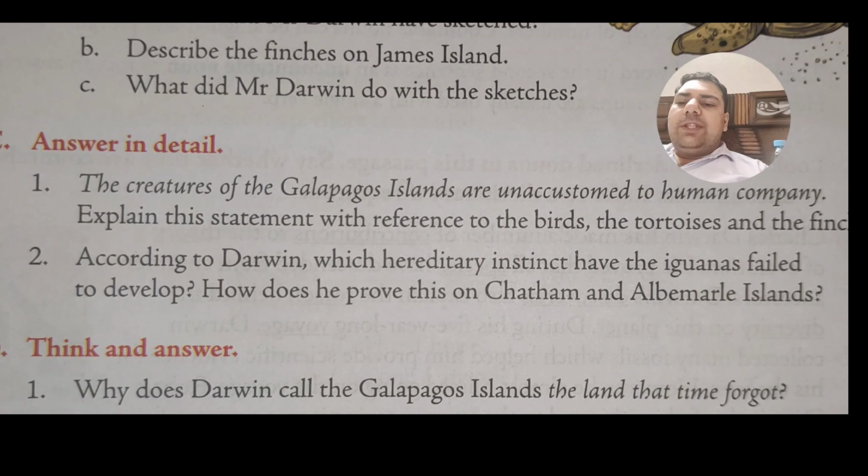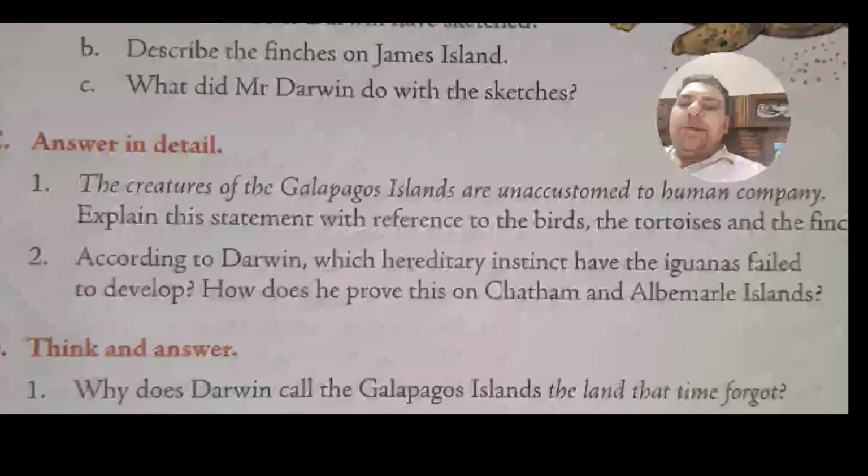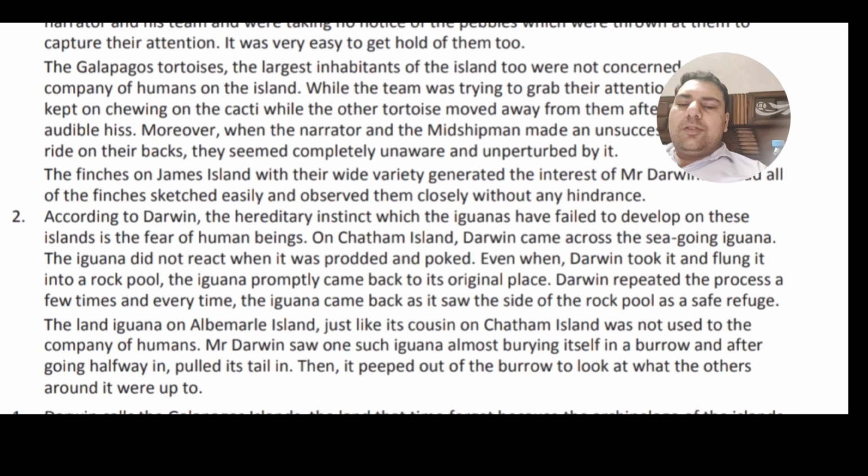According to Darwin, which hereditary instinct have the iguanas failed to develop? And how does he prove this on Chatham and Albemarle Islands? So the answer of the second question is, according to Darwin, the hereditary instinct which the iguanas have failed to develop on these islands is the fear of human beings.